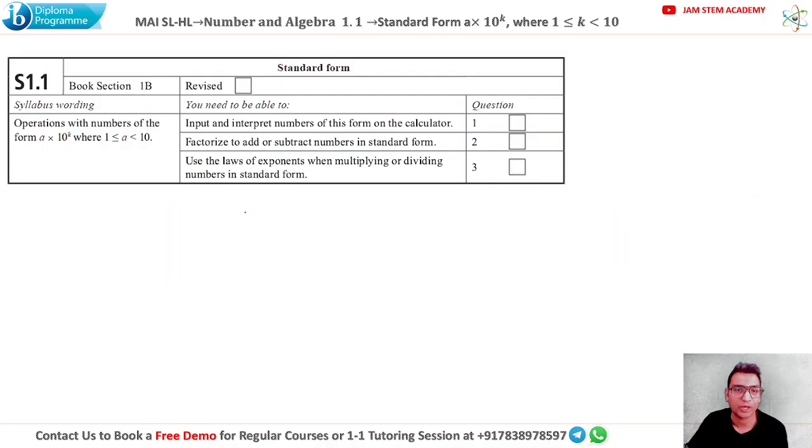Now, in this session, we have covered everything required for this SL 1.1. You can watch the other sessions or other videos to cover this whole course. Input and interpret numbers of the form in the calculator, factorizing, add, subtract, and writing it in the standard form. We already covered this part. And using the laws of exponent if numbers are in multiplication or division also. Okay. So that's it for this session.